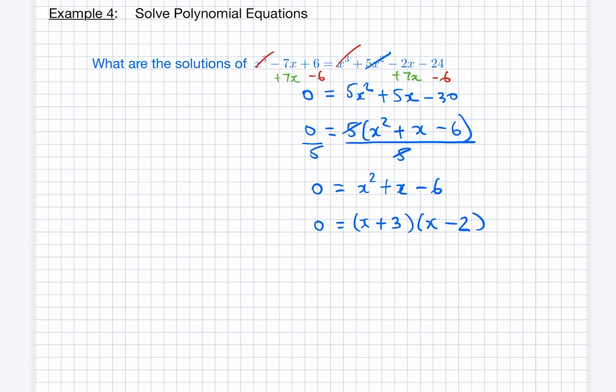Okay, now the last thing we want to do is find the zeros, right? If x is equal to negative 3, this is going to be 0, and if x is positive 2, then that's going to be 0. So this is our answer.